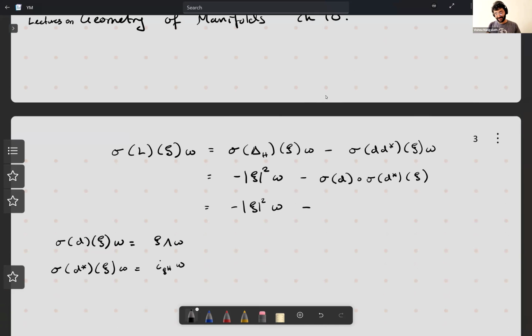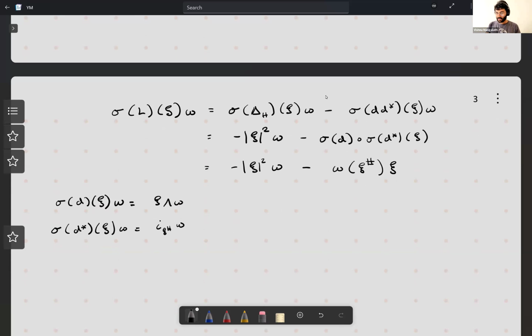Well, not what I expect, but you expect at least that it should involve the dual of xi, because the codifferential does depend on the metric. Now composing these two, we get that this thing here is omega contracted with the metric dual to xi, multiplied by xi.